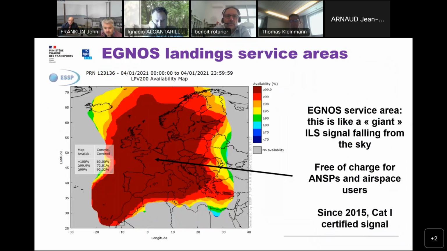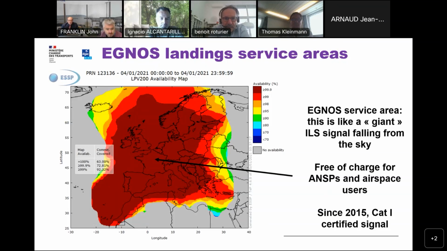So I think you all know probably that EGNOS is like a giant ILS signal which is falling from the sky. So it's a very interesting system, very interesting technology and opportunity to complete and replace ILS. In particular, the success of this technology is, I guess, because it's free of charge for NSPs and airspace users. You could do the same thing with GBAS, but for GBAS you need to pay, and for installing an ILS on every airport, this is very costly. So it's much more efficient and cheap for us to do it with EGNOS.